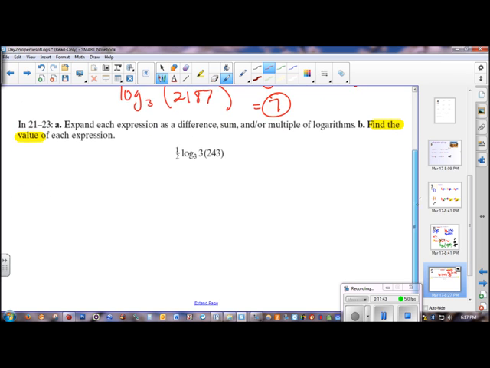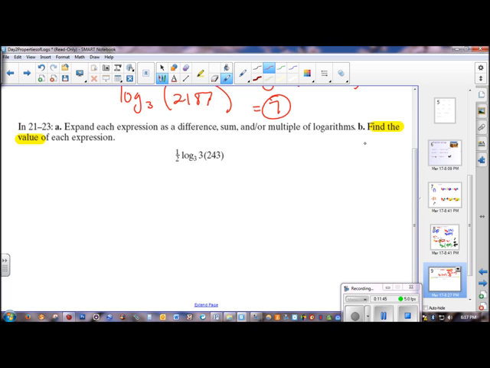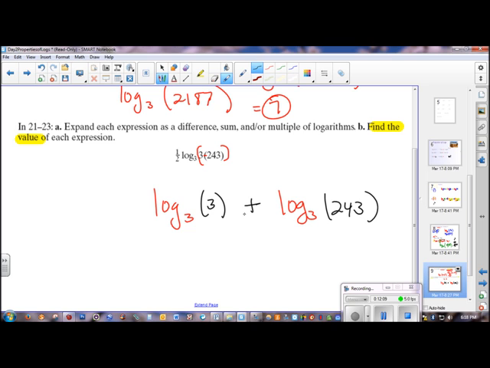Part 2, we're going to first expand and then find the value. So I'm going to rewrite this here. Here's my argument. It's 3 times 243. So I'm going to put a log base 3 and a log base 3. I'm going to need one log for each of those two different numbers in the argument. We'll put the 3 in here. We'll put the 243 in here. Because we were multiplying inside this argument, we're now going to add those logs. And then the last thing we have to think about is this 1/2 coefficient out front.